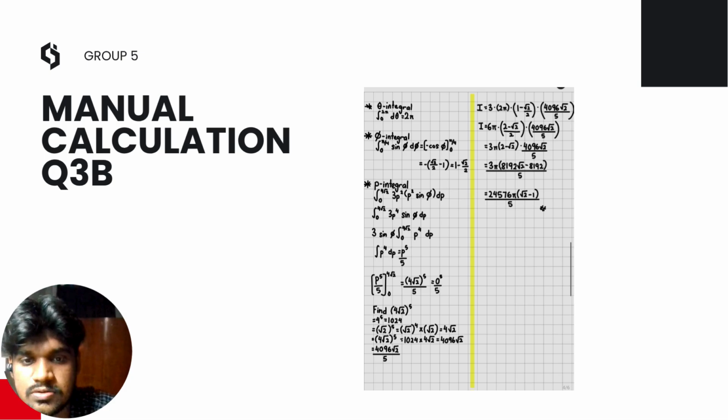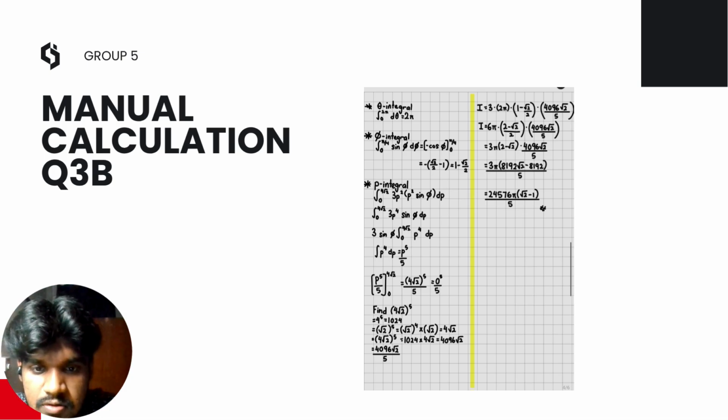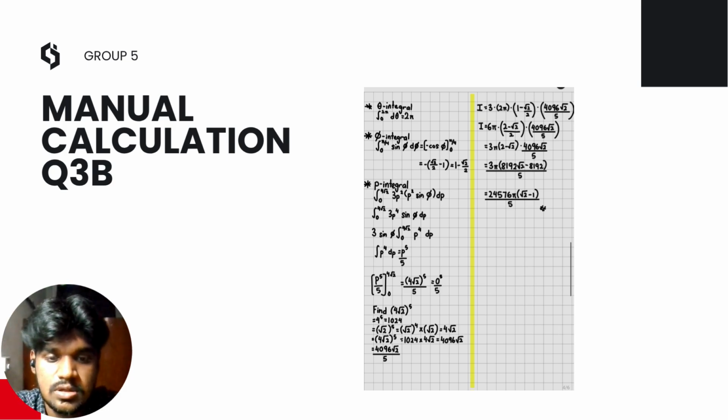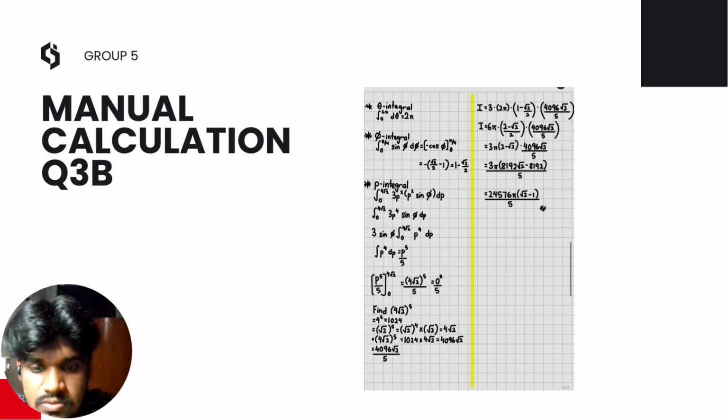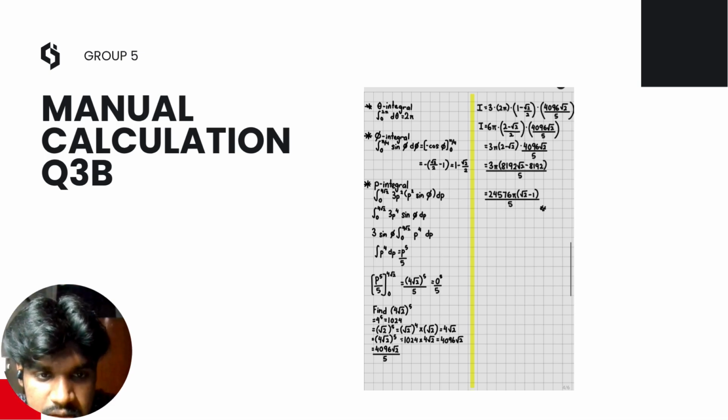The first one is 2 pi for the theta integral. After that, we can get the answers from the 4 and 5. Then we multiply everything together. So we get the answer 24,576 times the square root of 2 minus 1, over 5.